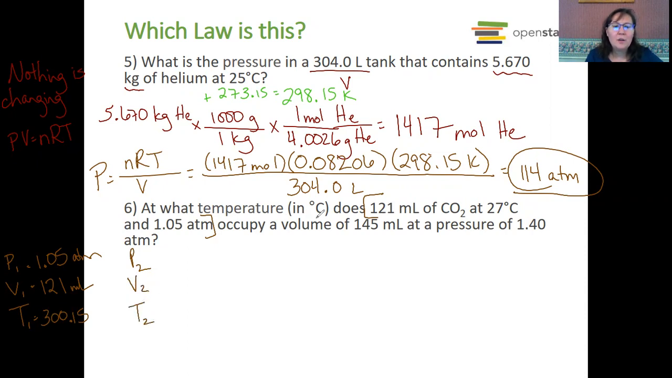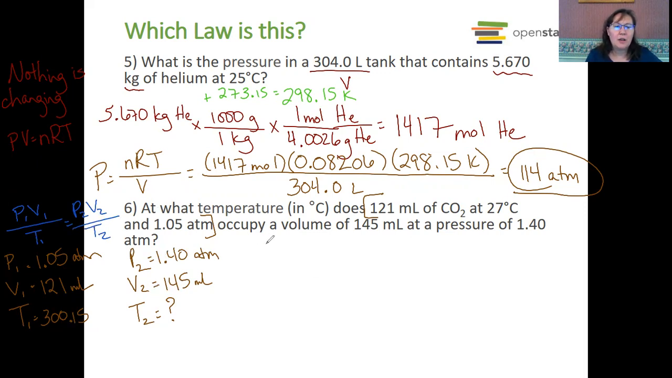Now, it wants to know what temperature in degrees Celsius we're going to have. So that's going to be twofold. Occupy volume of, what we have, 145 milliliters, and we have 1.40 atmospheres. So sometimes when you've got a lot going on, it really helps to make a little list here. And now that you can see everything here, we know that this is the combined gas law, P1V1 over T1 equal to P2V2 over T2, because everything is changing except my number of moles.